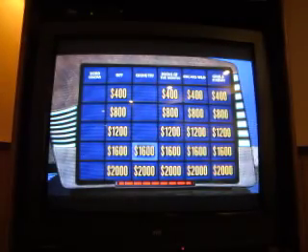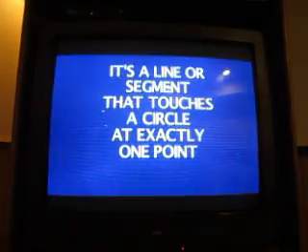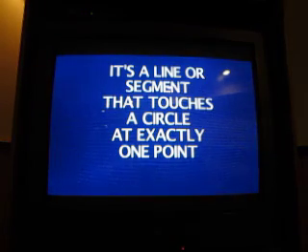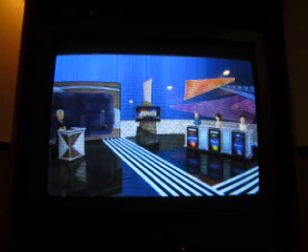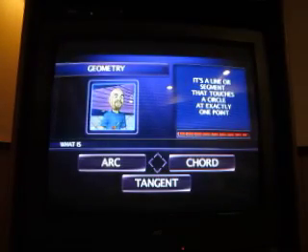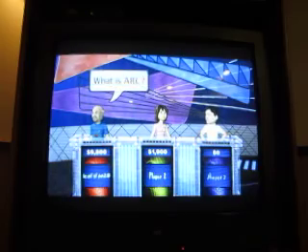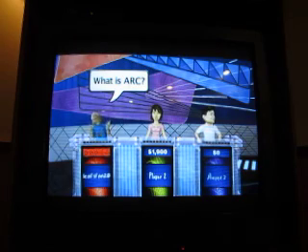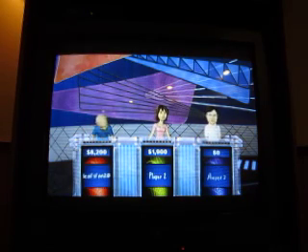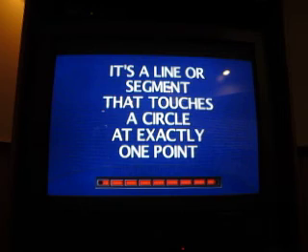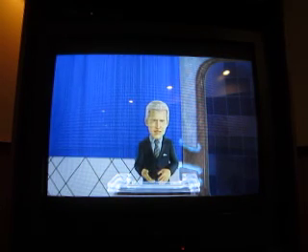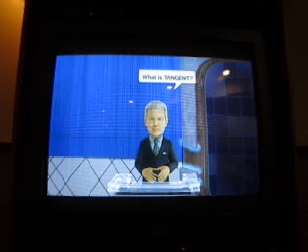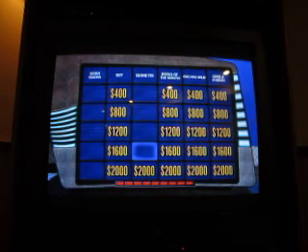Player two, pick again. Geometry for 1600. It's a line or segment that touches a circle at exactly one point. It's player one. What is arc? No. Oh. Drops you. Any other takers? Here's the correct response. A tangent. Tangent. Please pick again, player two.